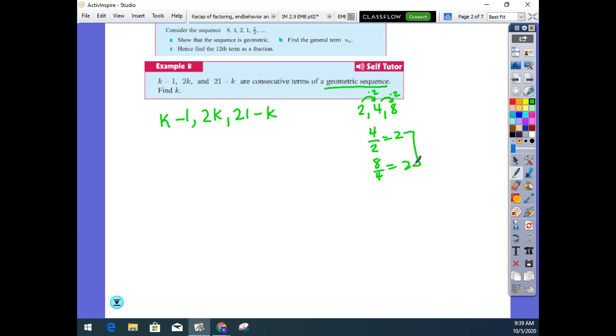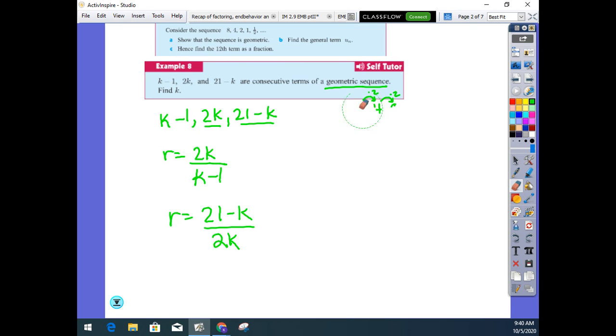So if I know that it's geometric, that means I can find that common ratio by taking my second term divided by my first term. I can also find that common ratio by taking my third term divided by my second term. Since both of these equal a common ratio, they also equal each other. We now have a proportion, and we can cross multiply.